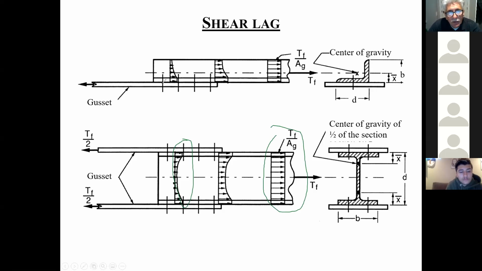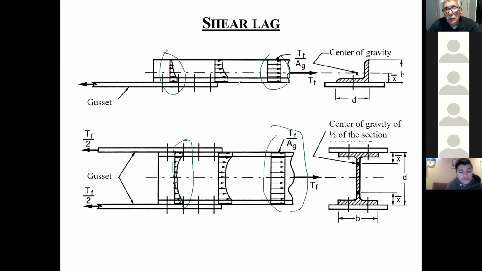And the same thing happens here. By the time these non-uniform stresses become uniform across here, we will have to take that into account. So that's what shear lag is. And shear lag occurs whether the members are being connected with bolts, and we're going to have the same situation when we do it with welds. The formulas are slightly different, but the same concept applies.